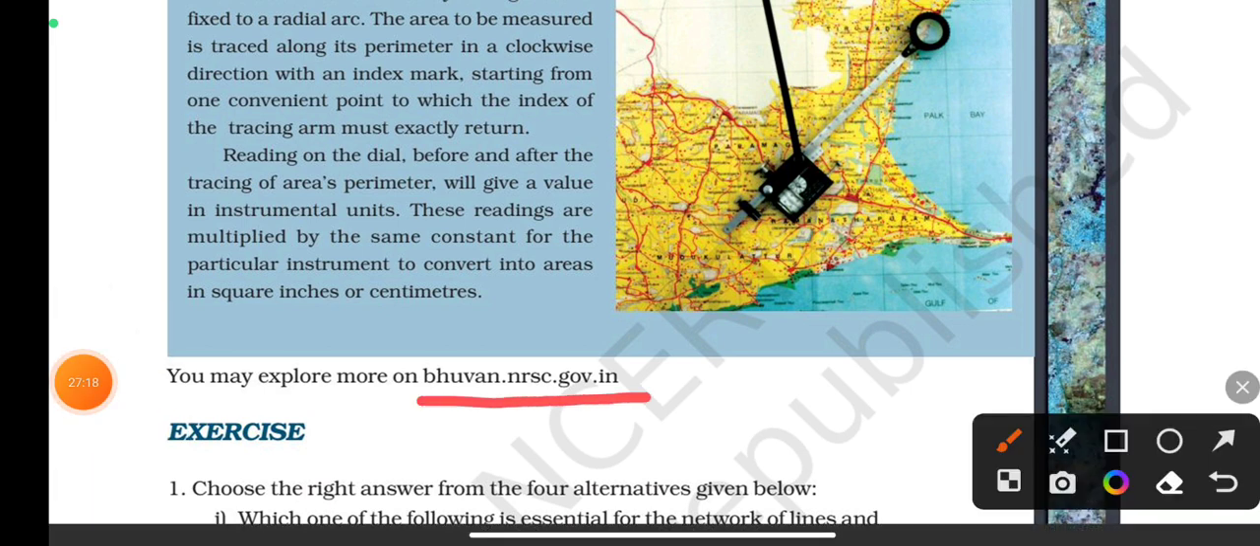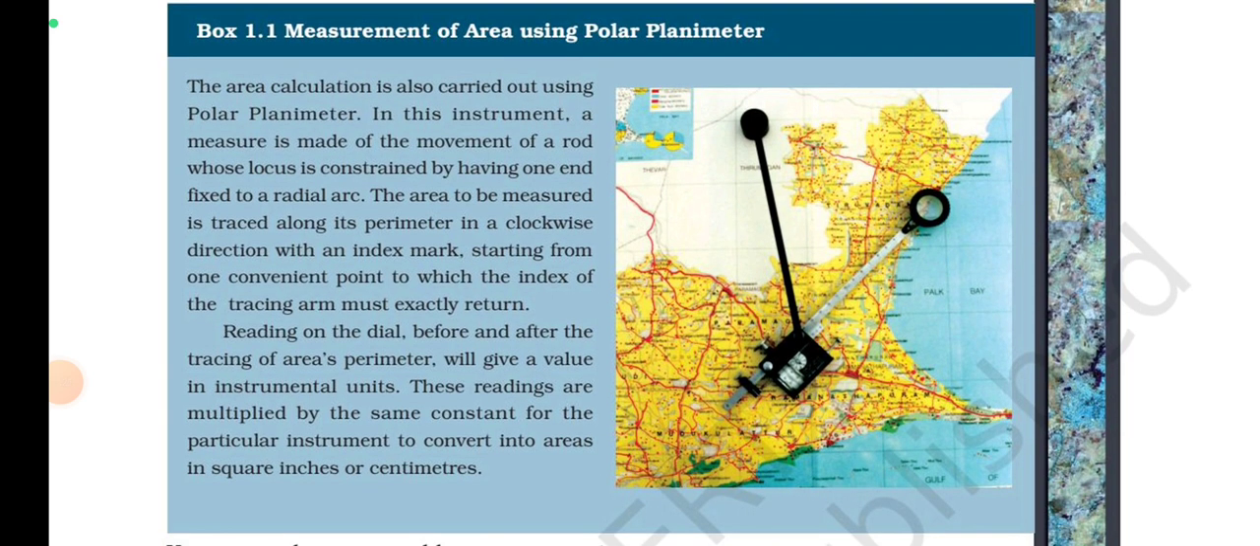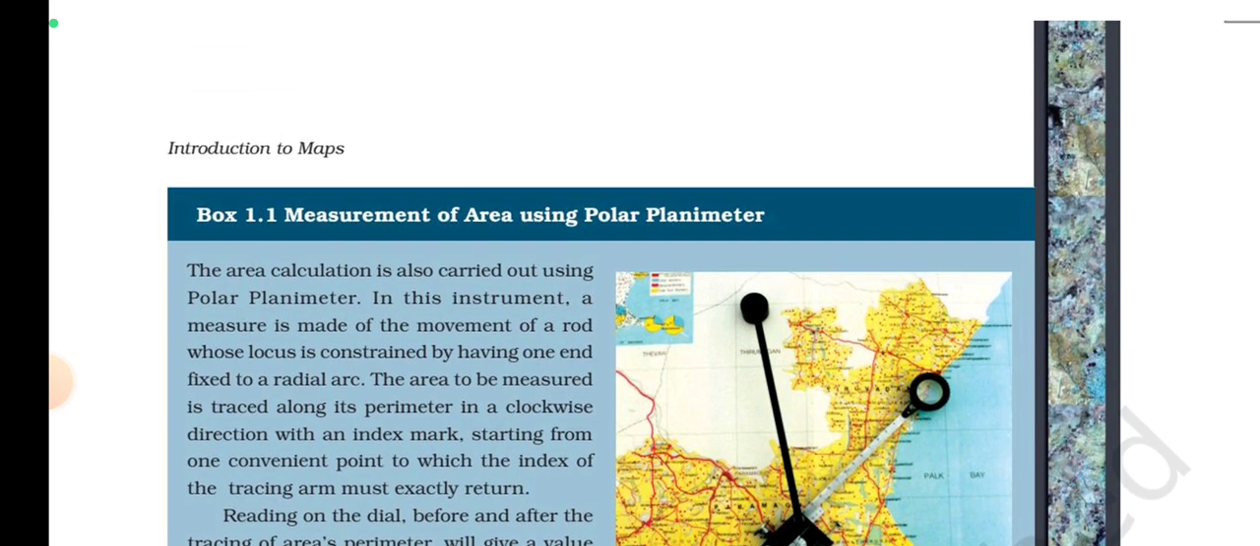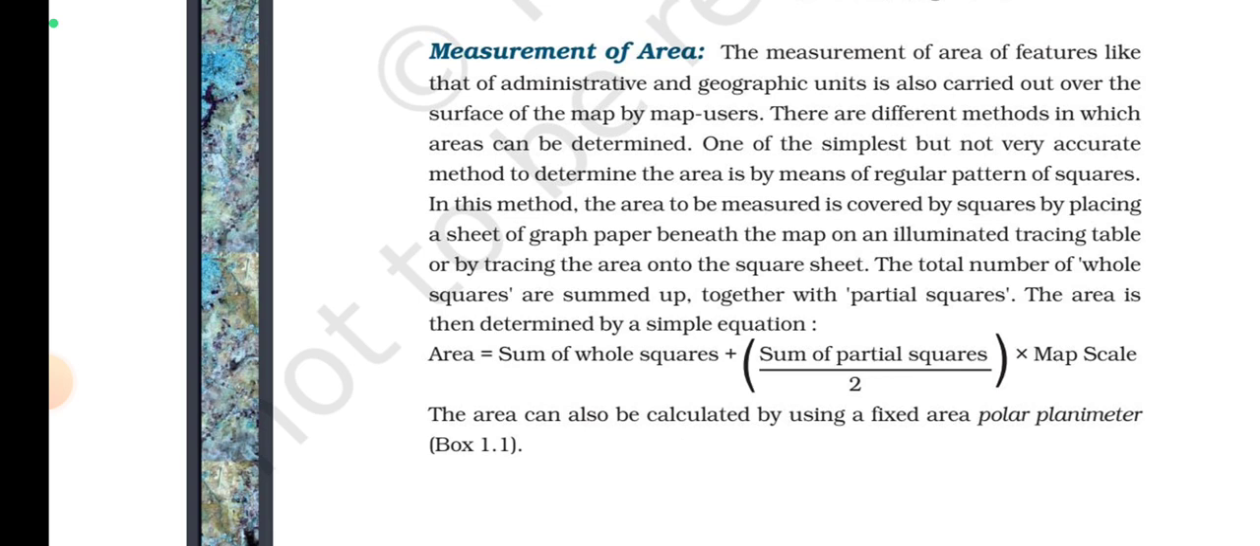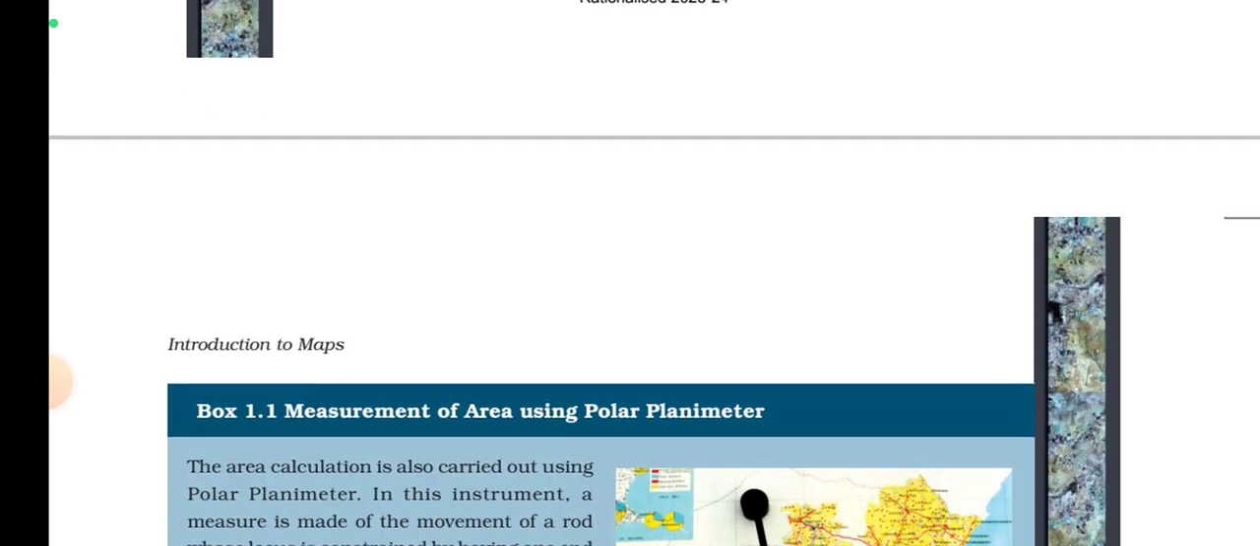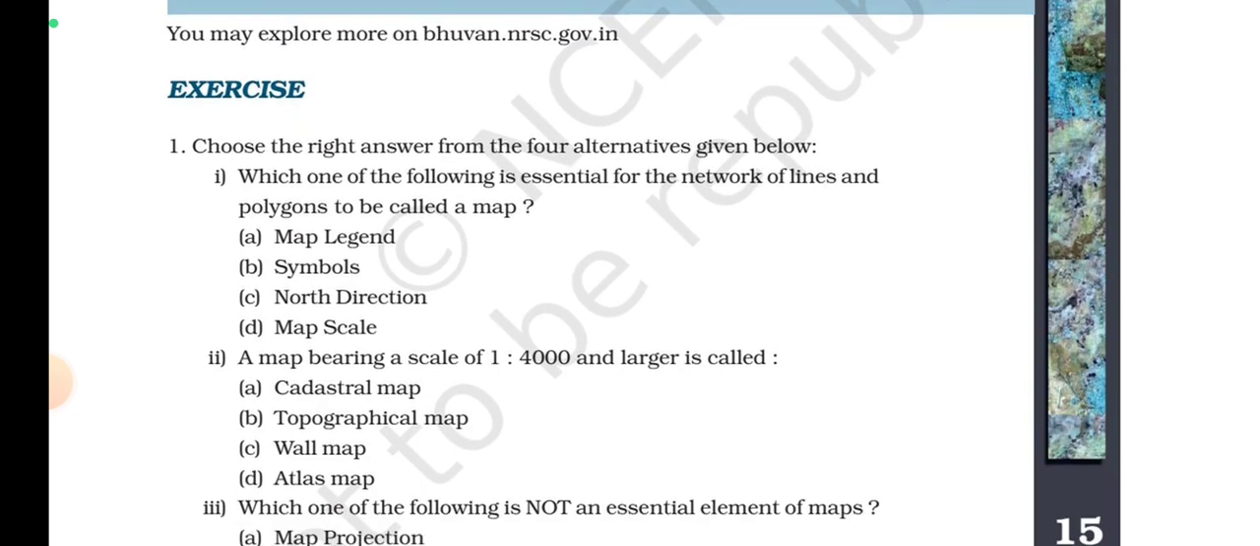You can visit this website for more to understand this. So remember this name. A polar planimeter is used to measure the area, and another instrument, the rotameter, is used to measure the distance. The simple method to calculate the area is to place graph paper beneath the map and then count the squares and use that formula: sum of whole squares plus sum of partial squares divided by 2, into map scale. So here ends chapter 1.